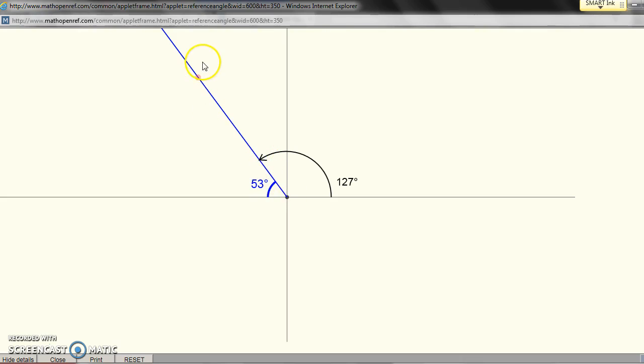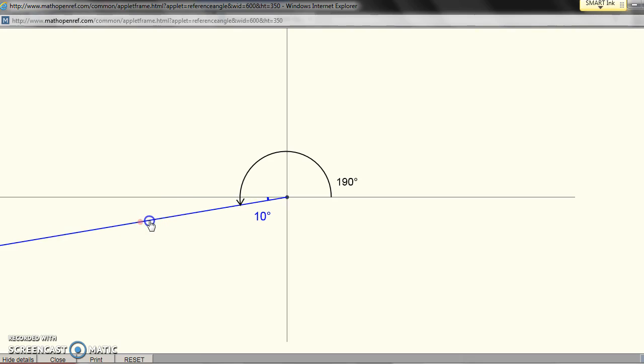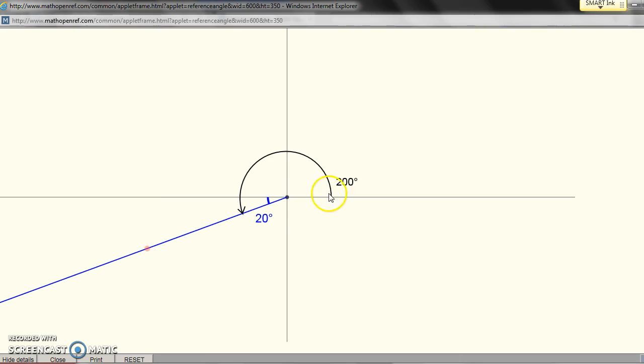If I continue on, and I go to the third quadrant, I now have an angle of 200 degrees and a reference angle of 20. And so what you're looking at right now is the relationship between the angle and the reference angle based on the definition of what a reference angle is, because you're going to want to be able to be given an angle in standard position and tell what its reference angle is.